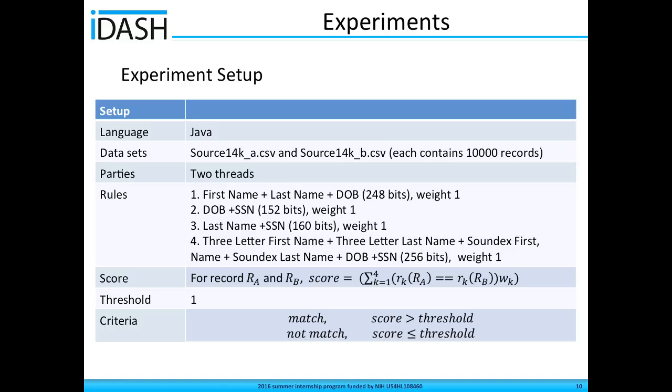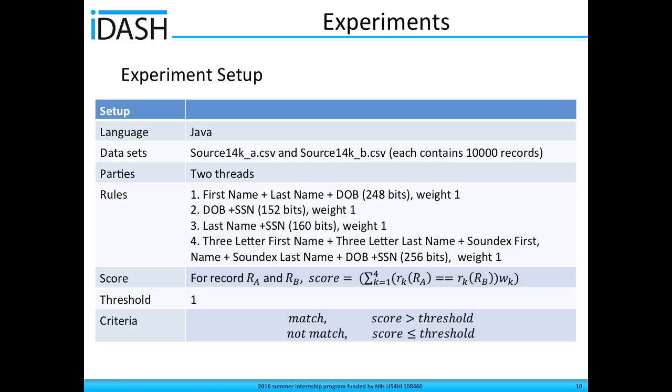Our platform is programmed in the Java language, and we will assign two datasets. Firstly, two CSV datasets, both containing 10,000 records. We will use two threads to simulate the two parties and perform secure computing between them. Here are the four rules for matching records, and we assign a weight for each rule. If two records are equal under one rule, we will add the weight to the overall score. And the fifth rule is how the score is computed.